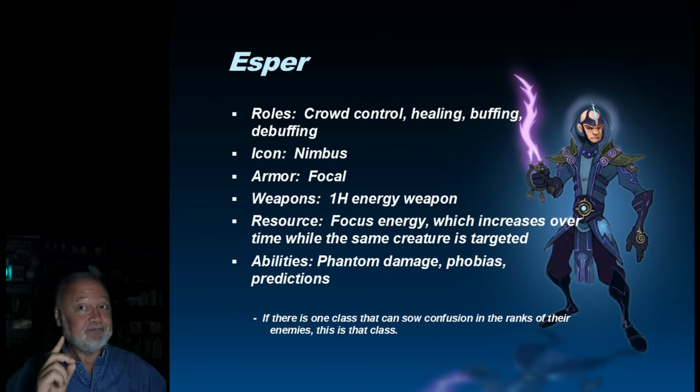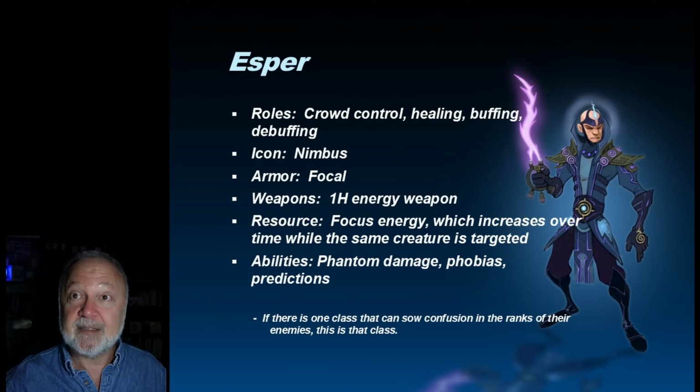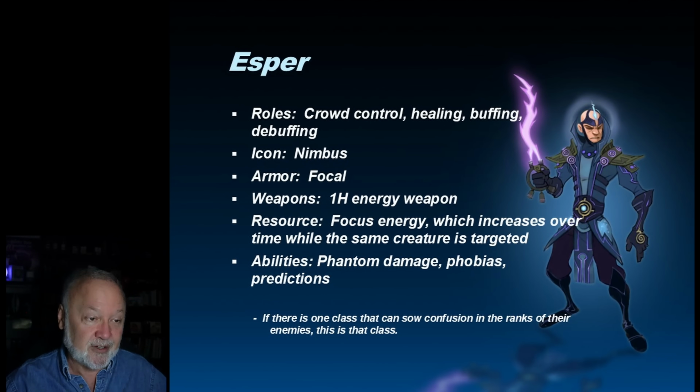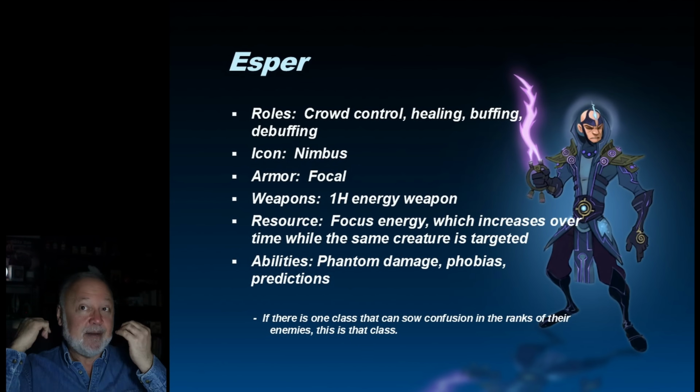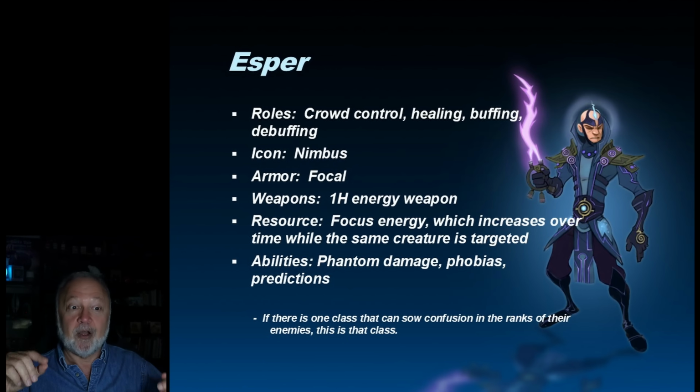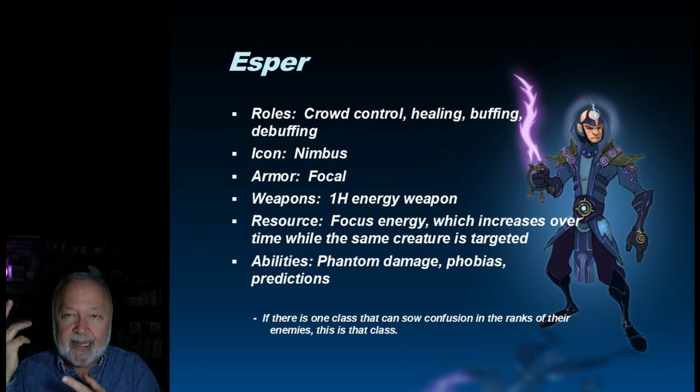Then we had the Esper. The Esper is something that may seem familiar to anybody who liked playing the Cypher in Pillars of Eternity. They did crowd control, they could do healing, they could do buffing, they could do debuffing. Their icon was a nimbus around their head. If you saw someone whose head was glowing, it's an Esper. They used focal armor as well, the armor with the glowing bits on it. Their weapon was a one-handed energy weapon, so it was a sword whose blade was glowing.